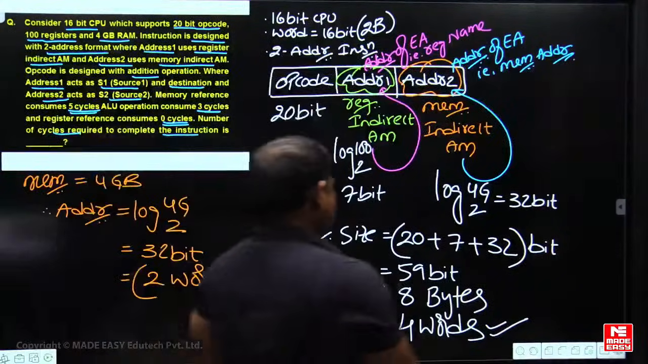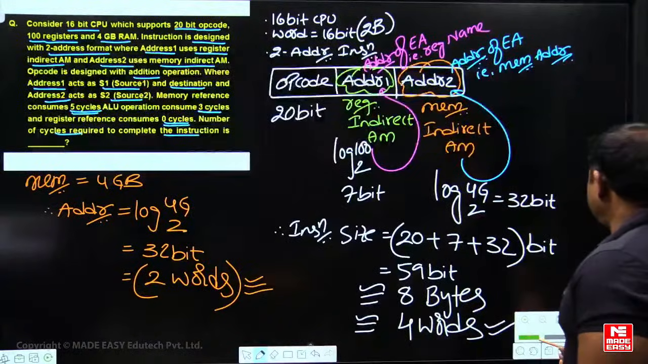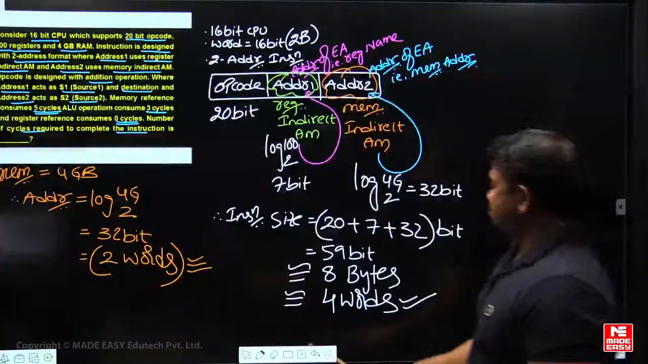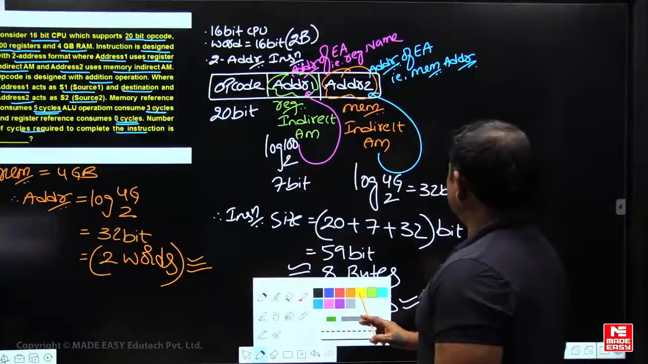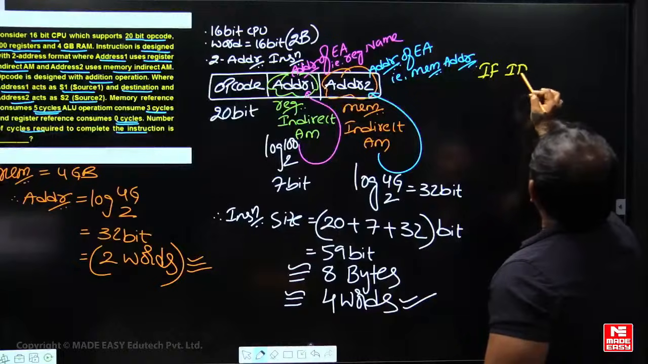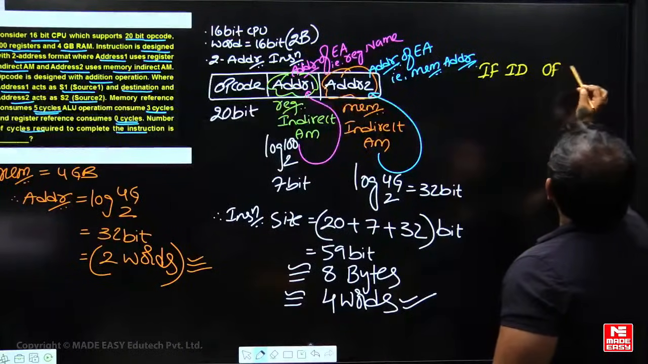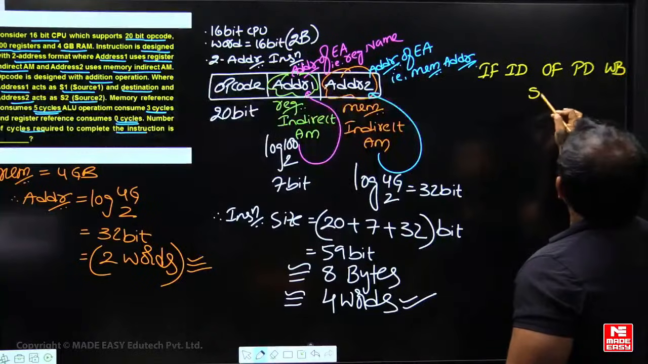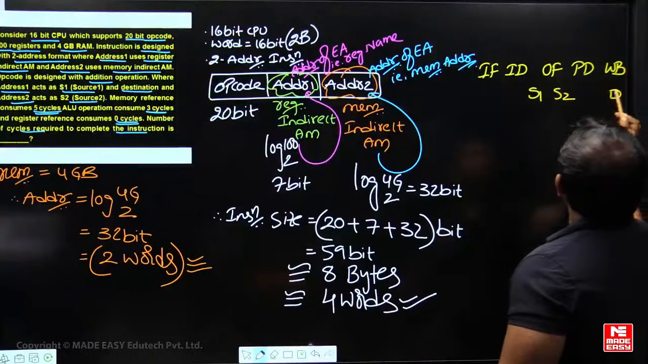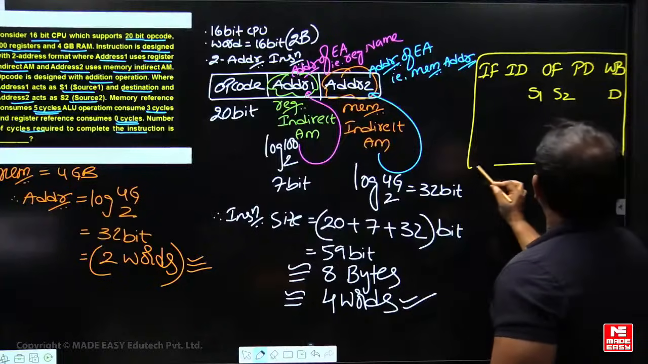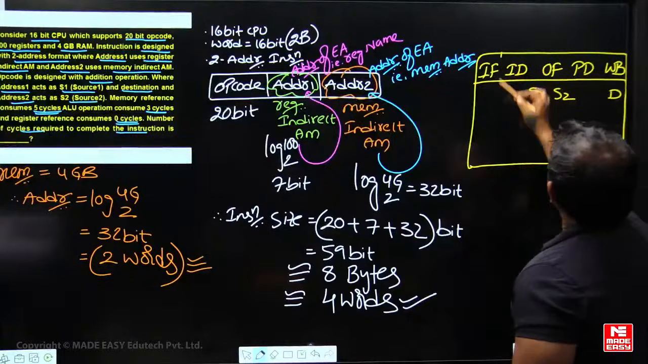Okay, students, now you please do the further calculation. When you want to execute this instruction, what is required? Instruction fetch, instruction decode, operand fetch, process data, write back, source 1, source 2, destination. This is the instruction cycle framework. Right?